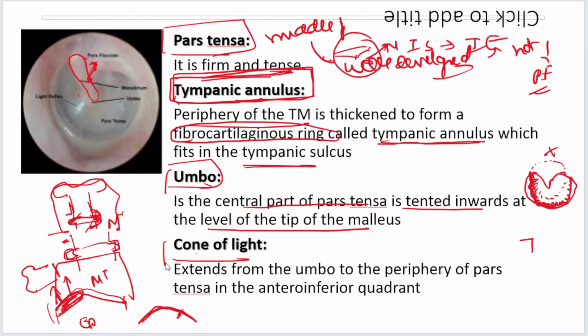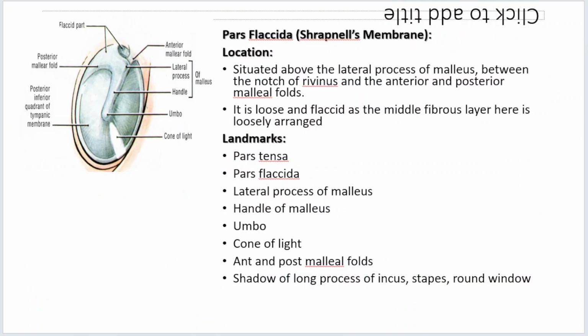Okay, cone of light. It extends from the umbo to the periphery. This is called the cone of light. If the tympanic membrane is normal, cone of light will be bright. Okay, from the umbo to the periphery of the pars tensa in the anterior-inferior quadrant.